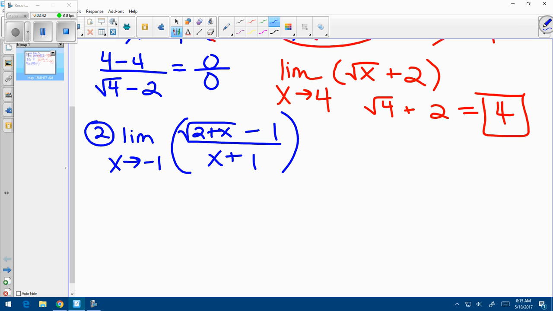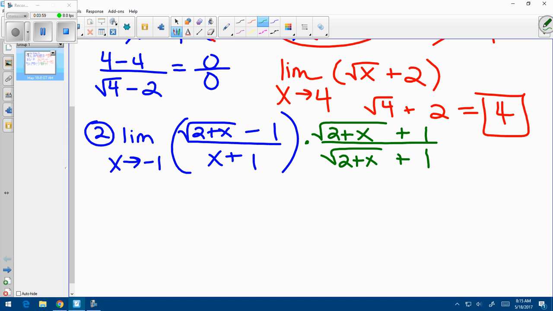Again, the way we fix this is by multiplying by the conjugate of wherever the radical piece is. When the radical piece is in the numerator, we still multiply by the conjugate, radical 2 plus x and then plus 1 on the outside. Remember, the conjugate only changes the middle sign between those two terms. Don't change the sign that's underneath the radical.